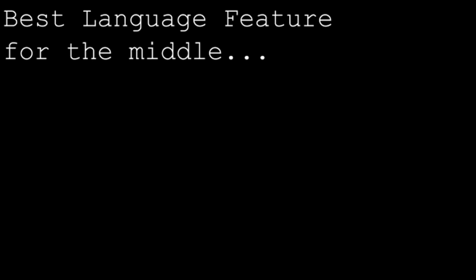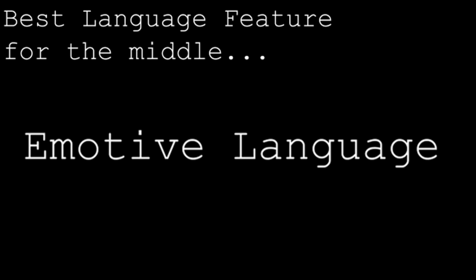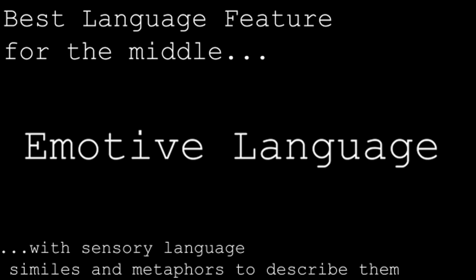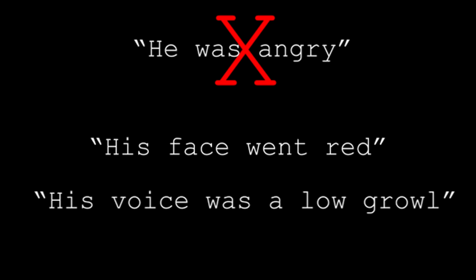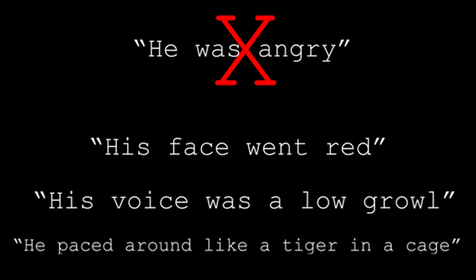Now, a really great language feature to use here is emotive language, backed up with a little bit of sensory language with similes and metaphors to describe them. It's also worth noting you've got to show rather than tell. Don't just say he was angry. Instead, show the examiner the character was angry and let them work it out. Think about how they look, how they sound, what they might be doing to show they're angry.